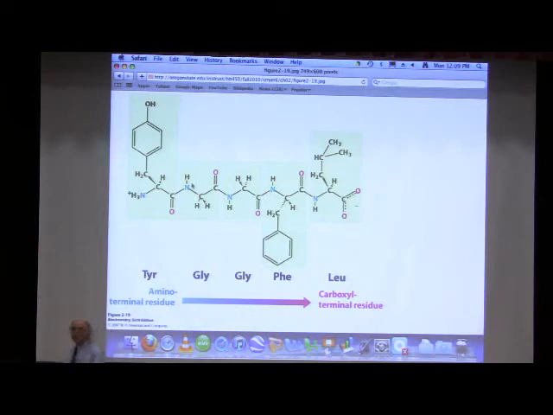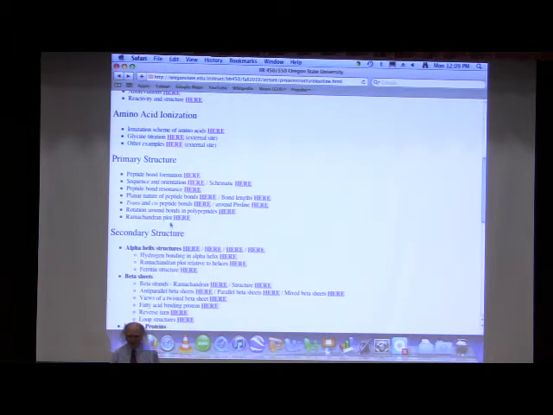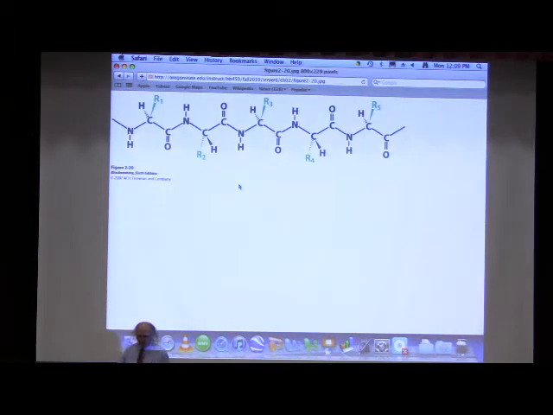Questions about this? Okay. Pretty straightforward. Let's move forward. Here's a schematic that tries to show you better what the last one was aimed at showing you. There's one R group, second R group, third R group, fourth R group, fifth R group. Very simple.